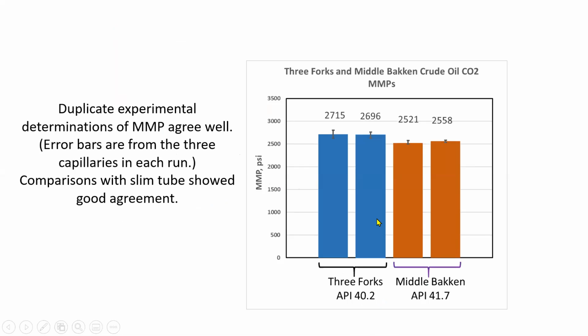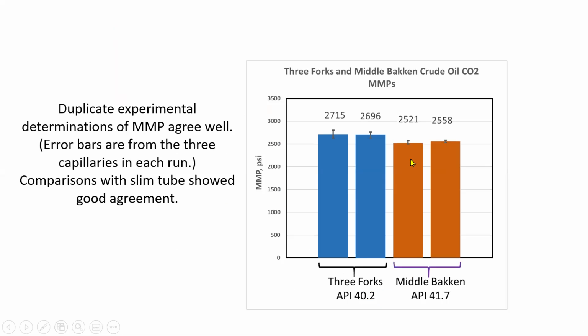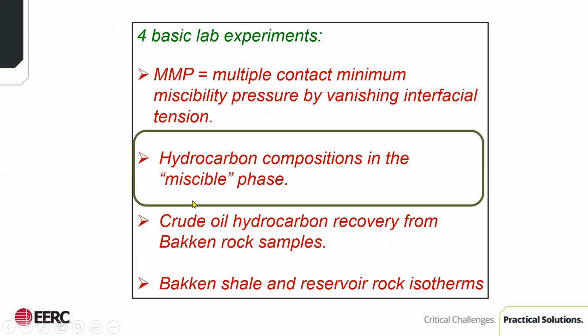We've done a lot of these. This just shows the typical results for a Three Forks produced oil and a middle Bakken produced oil. These are duplicate experiments, two loads of sample. The error bars here are the three capillaries in each case, and we have gotten good agreement with slim tube comparisons. The major takeaway here: 2,700 and 2,500 are typical MMPs for Bakken oils.